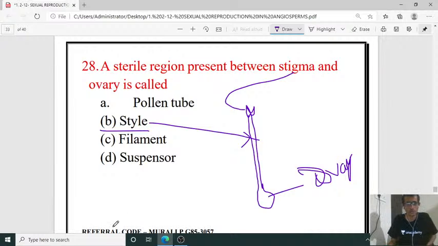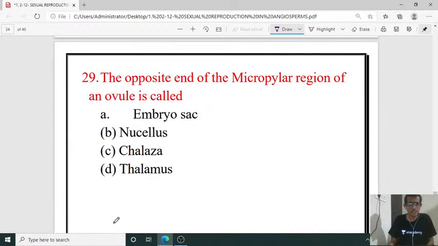Yes. So for the question number 28, B is the right answer. And 29, the opposite end of the micropylar region of an ovule is called what? Very simple, Chalazal. Opposite end of the micropyle is the Chalazal. Chalazal opposite end is the micropylar end.